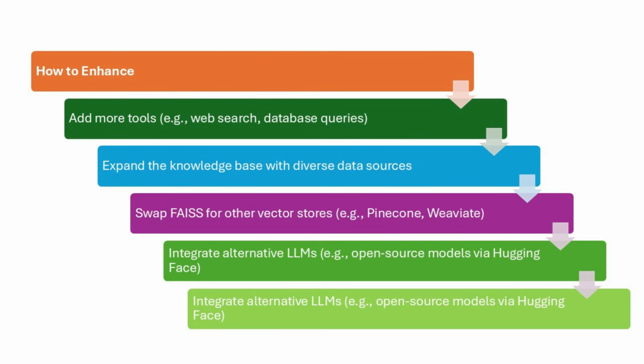How to enhance: add more tools, for example web search or database queries. Expand the knowledge base with diverse data sources. Swap FAISS with other vector stores, for example Pinecone or Weaviate. Integrate alternative LLMs, for example open source models like Hugging Face.